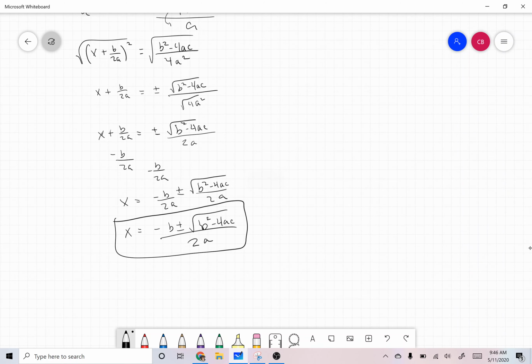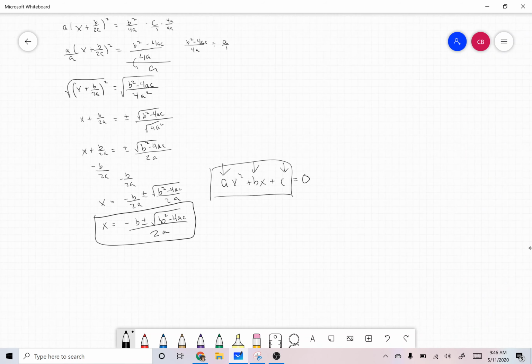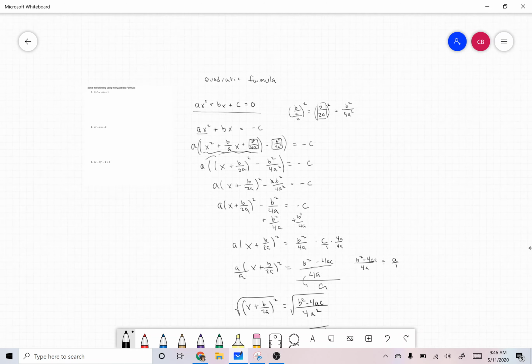Now, if you go back to the original, it was ax squared plus bx plus c is equal to 0. So it has to be in this form to be able to use that formula. A will be associated with x squared, b will be associated with x, and c will be associated with the constant coefficient. Okay, so with that being said, let's look at some problems.